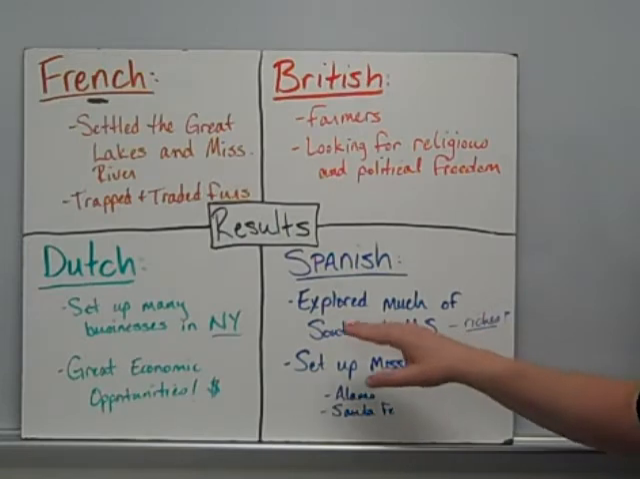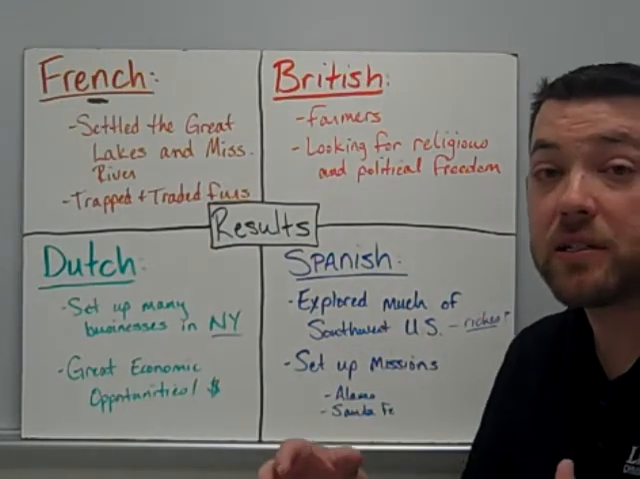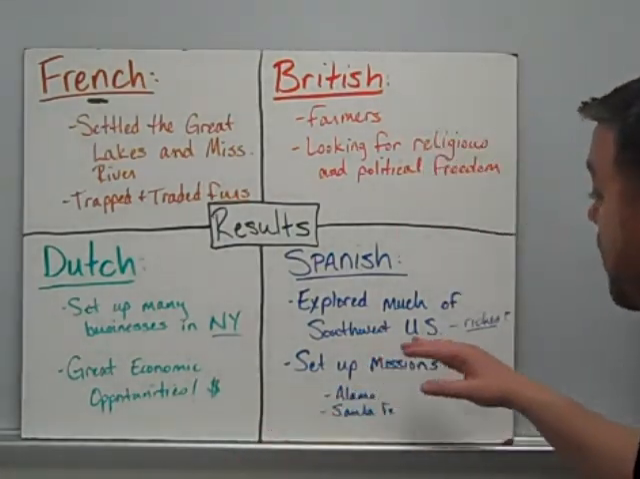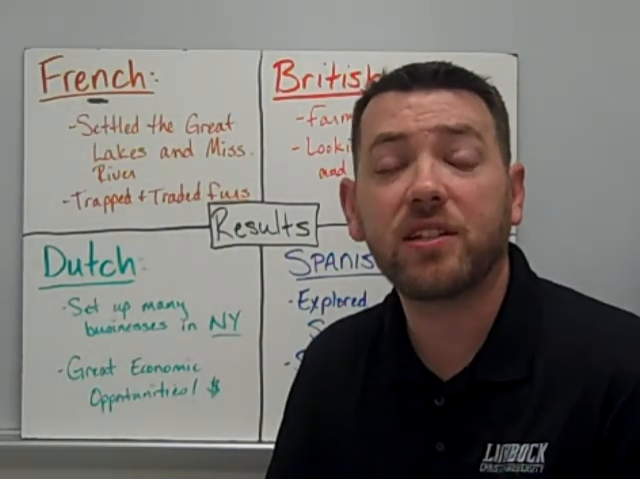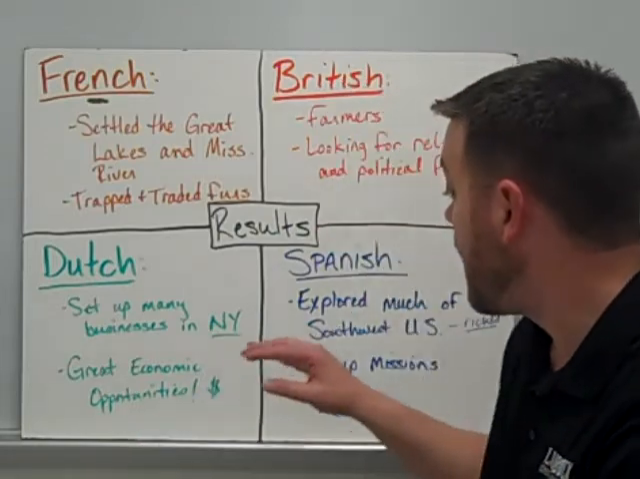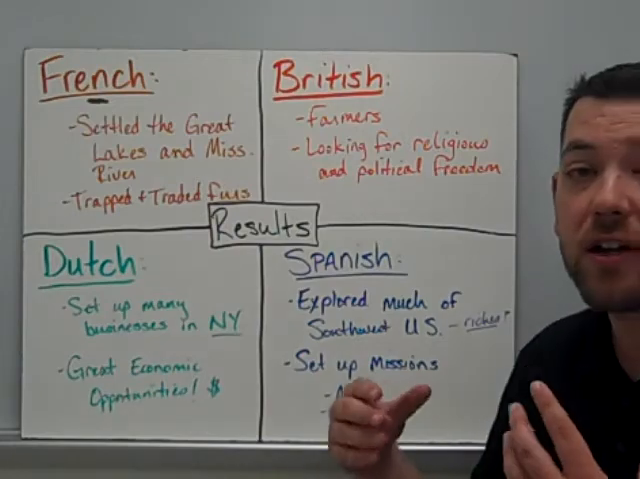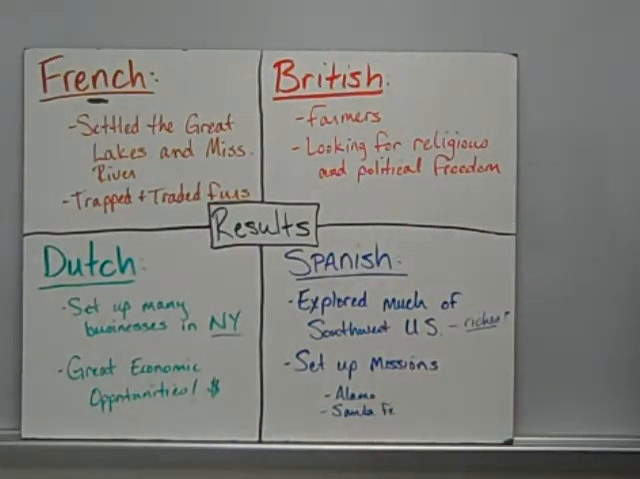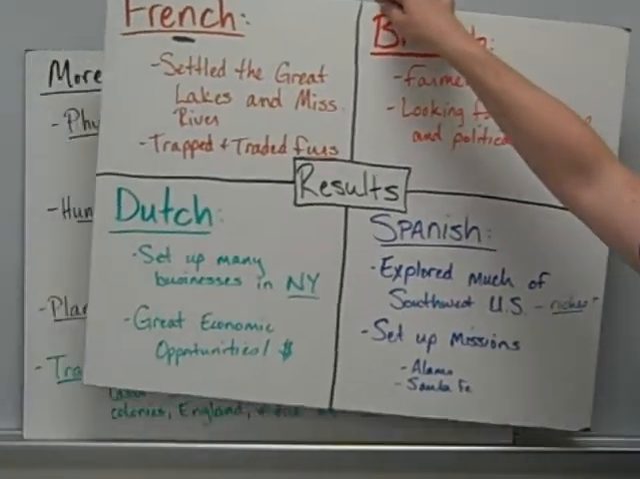And the Spanish explored much of the southwest United States, much of Texas, New Mexico, Oklahoma, even up into Colorado and Wyoming. And they were looking for riches. Some people were looking for the 7 cities of gold, or the cities of Cibola. They also set up missions to spread their Catholic religion. Some famous missions were the Alamo, and actually Santa Fe, New Mexico was a famous mission as well.